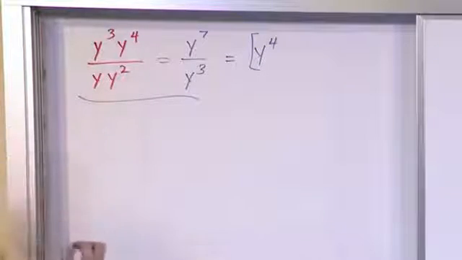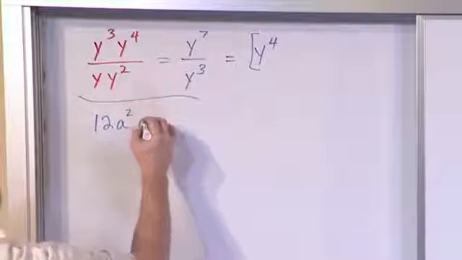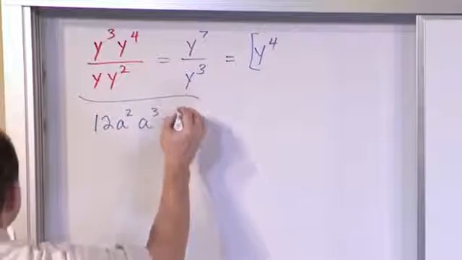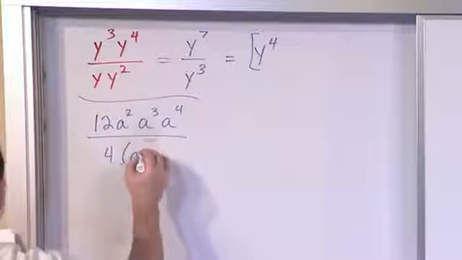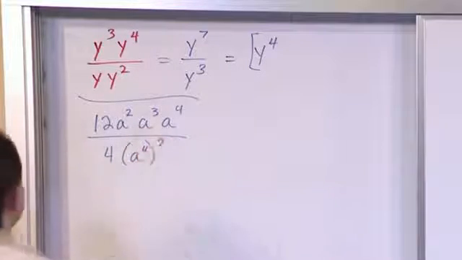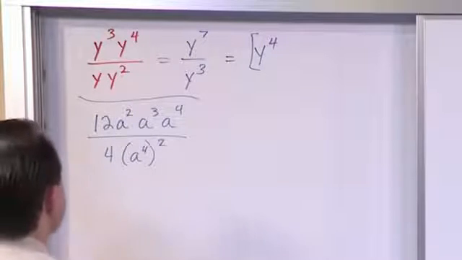What if you had 12 times a squared times a to the third times a to the fourth over 4 times a to the fourth raised to the power of 2? How would you simplify this? You just take it one step at a time like you always do.